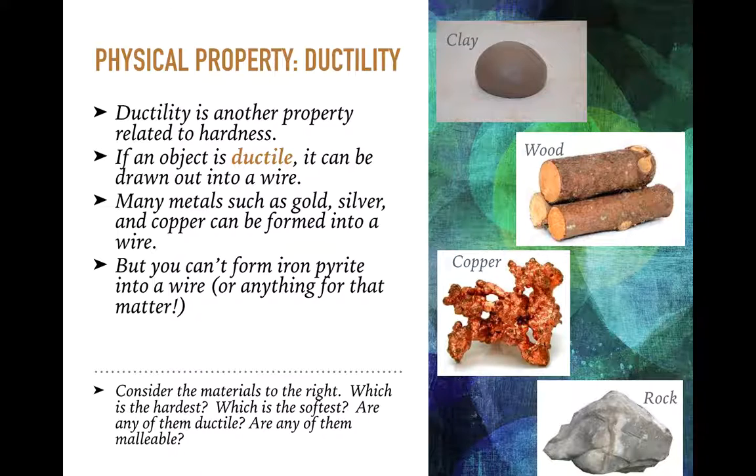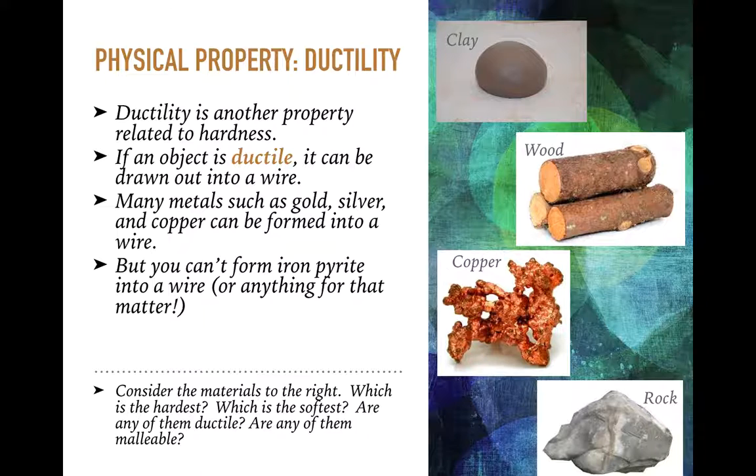Another property that is related to hardness is ductility. If an object is ductile, it can be drawn out into a wire. Copper is one of the most famous ductile materials because we use it in electrical wiring. Gold and silver are also ductile. Iron pyrite, however, is not. It cannot be drawn into a wire or anything else for that matter.